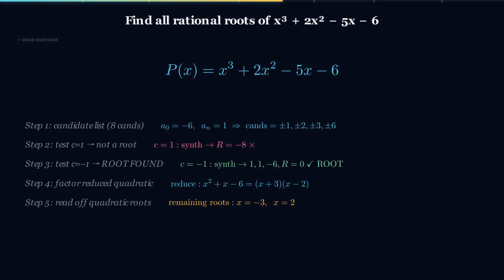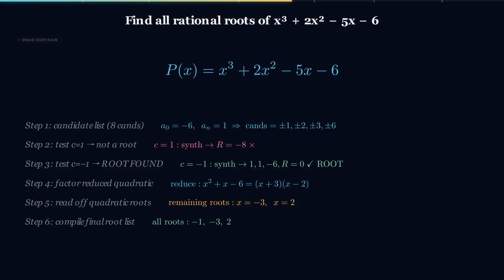Step 5. Compile final root list. The factorization of p is the quantity x plus 1 times the quantity x plus 3 times the quantity x minus 2. The roots are -1, -3, and 2. All three rational, all three appear in the original candidate list. Step 6. Verify by multiplication.